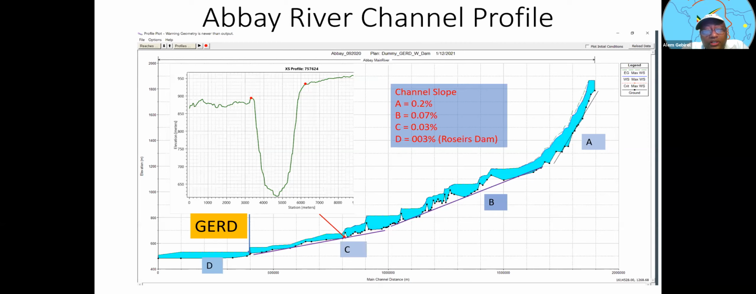That's the cross section you see on the top. It's approximately 300 meters deep, from 900 to 600. So you can really store a lot of water in that valley and release it slowly downstream. Next slide, please.